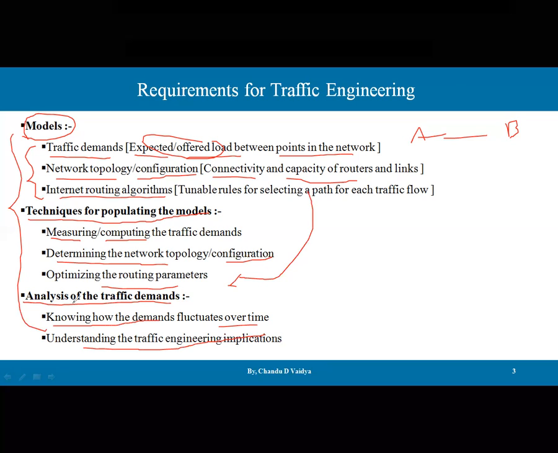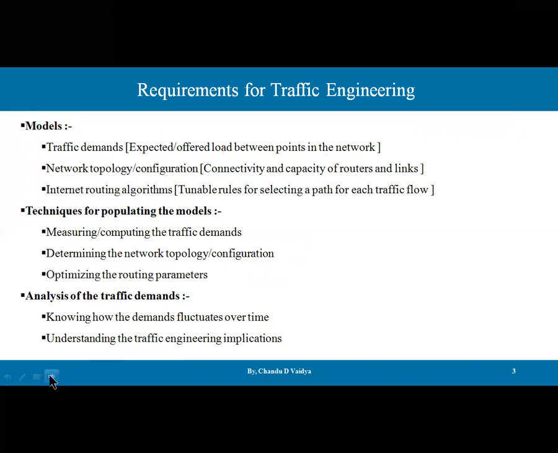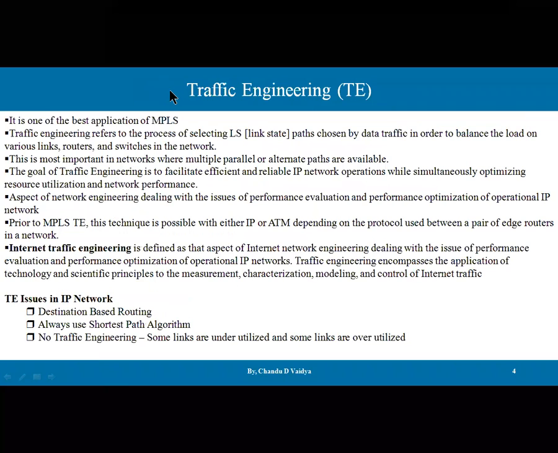So far, we have not discussed any traffic engineering definition. We have discussed only the background and the requirements of traffic engineering. So let's move to the definition of traffic engineering, guys. It is one of the best applications of MPLS technology, like VPN and unicast services. MPLS traffic engineering is the best application of MPLS. Traffic engineering refers to the process of selecting the link state path chosen by the data traffic in order to balance the load on the various links, routers, and switches in the network. What is the definition? It is a kind of balancing technology for the load over the links, routers, or switches.